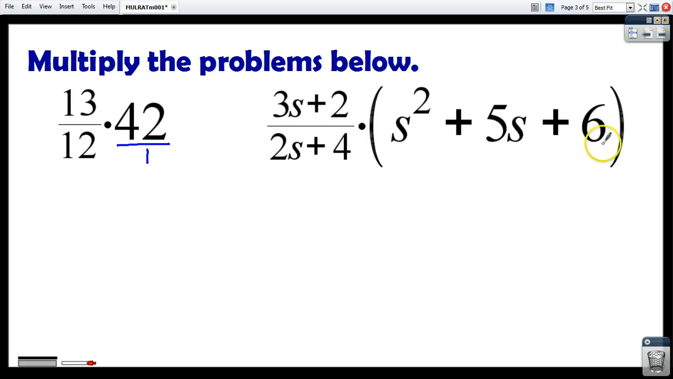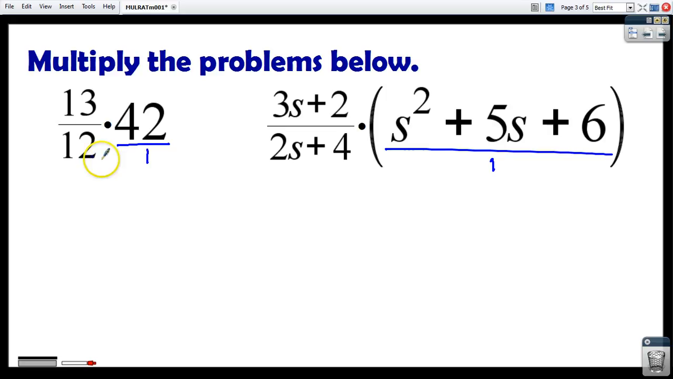Same thing applies over here. Instead of doing this binomial divided by this binomial times this trinomial, it'd be better if these were both written as rational expressions or fractions. So what I'm going to do is take this trinomial, and just like I did over here, turn it into a fraction by just placing it over 1. Okay, so we'll get to that one later.